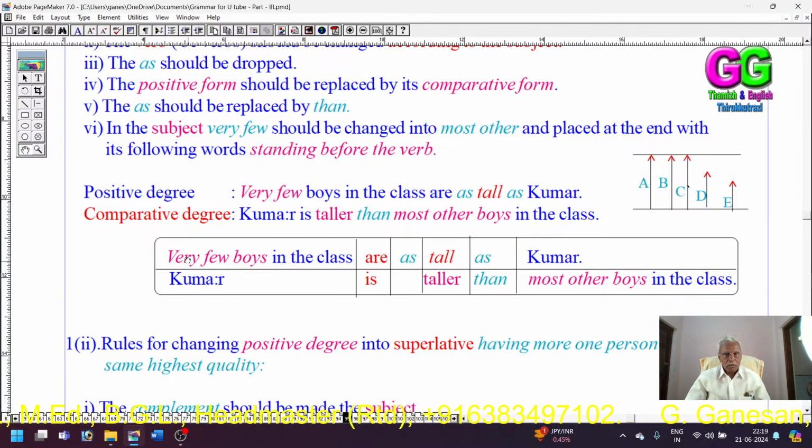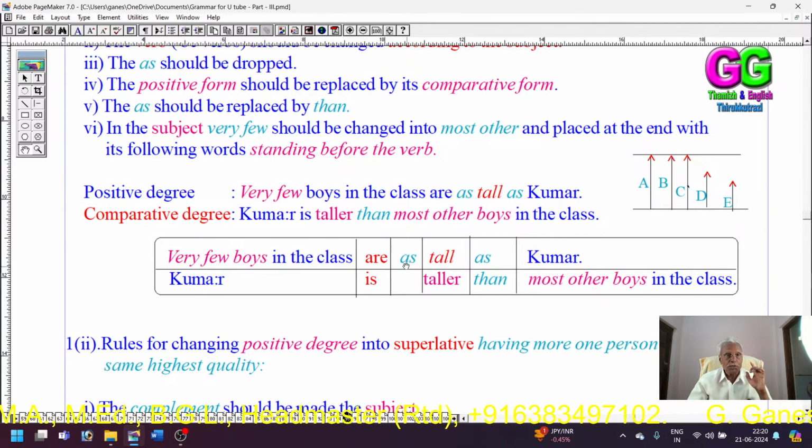Again, very few in the subject are removed, and most other is placed in their place, and the entire subject is made as the complement. That's all. Again, first, the complement is made as the subject. Secondly, the verb: in the positive, the subject is plural, so "are" has been used. In the comparative, the subject is singular, Kumar, so the "are" has been changed into "is". That is, the "are" has been replaced by "is".